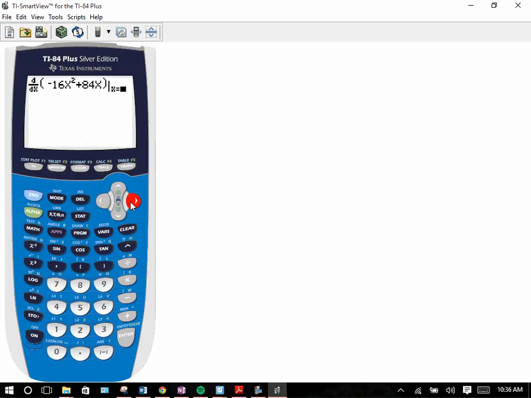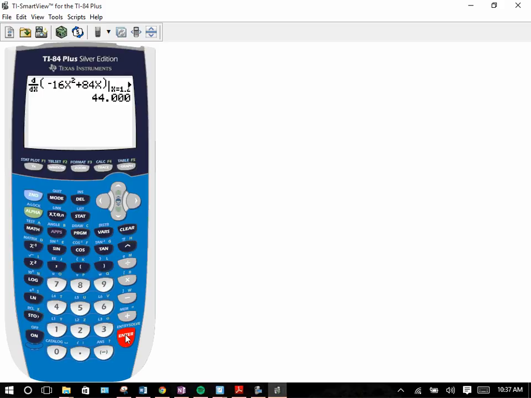The first derivative of this is going to be my velocity. I'm going to have the velocity at 1.25 seconds. I hit enter. So my answer would be 44 feet per second. That's the velocity, because we found the value of the first derivative.